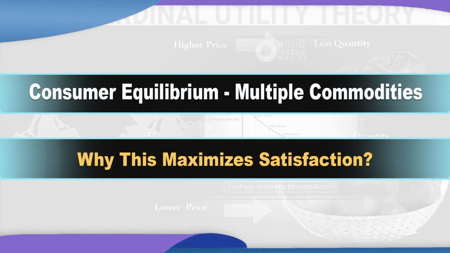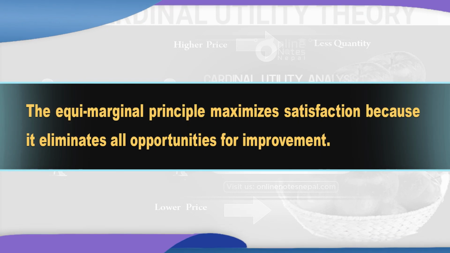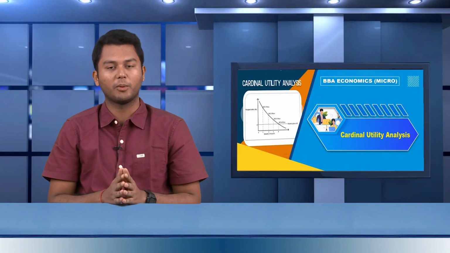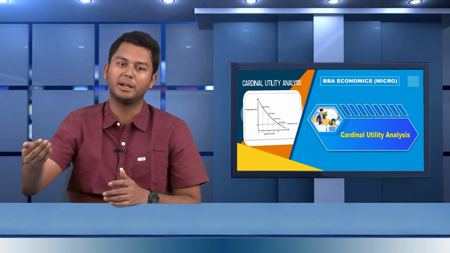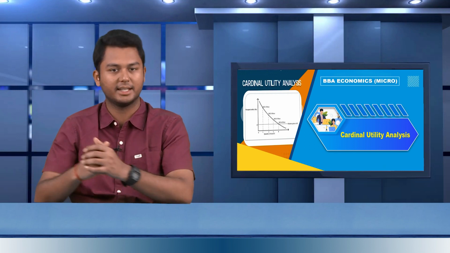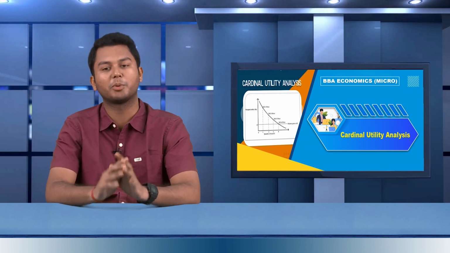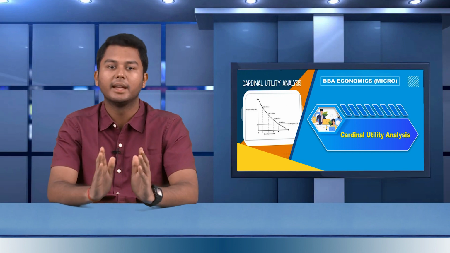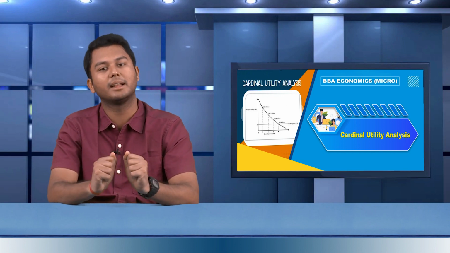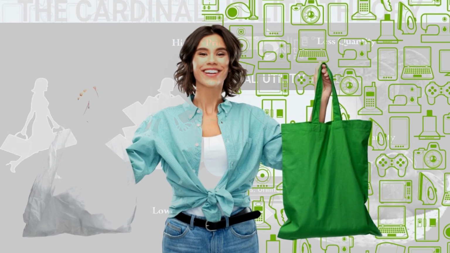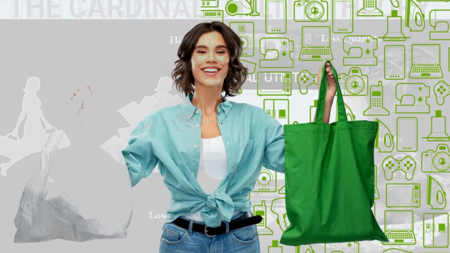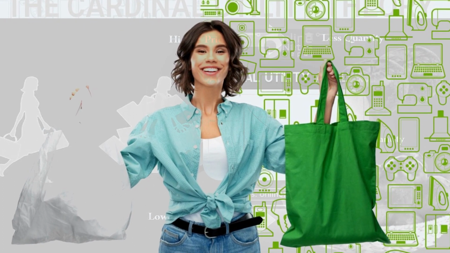Why does this maximize satisfaction? The equimarginal principle maximizes satisfaction because it eliminates all opportunities for improvement. If any other good provided more satisfaction per rupee than others, you could increase your total satisfaction by spending more on that good and less on the others. Only when all goods provide equal satisfaction per rupee have you squeezed every possible bit of happiness from your limited budget. This is the fundamental logic behind consumer choice theory and explains many real world spending patterns.